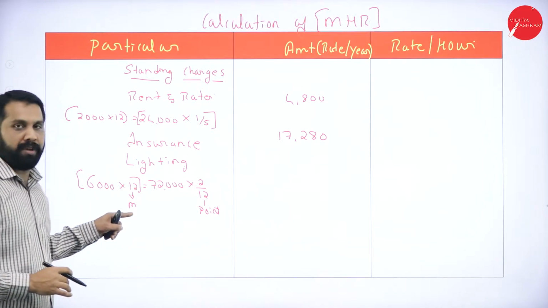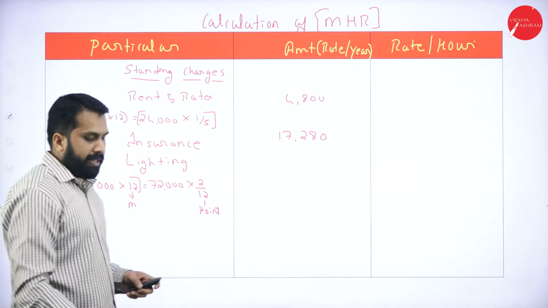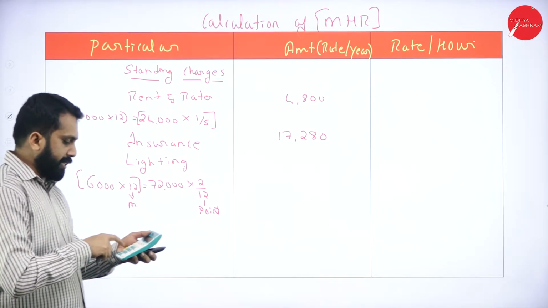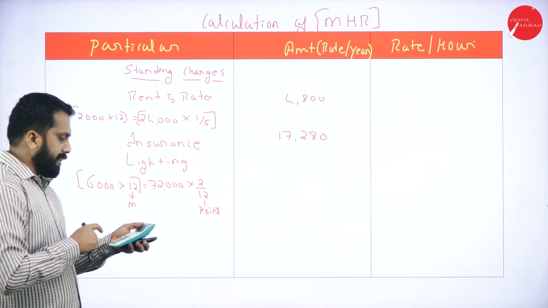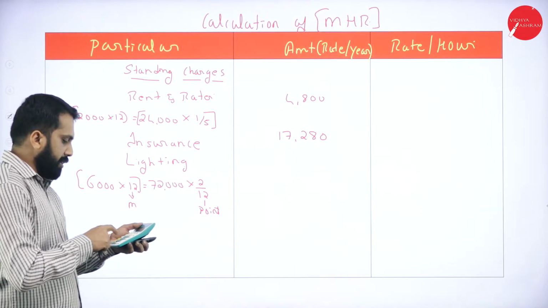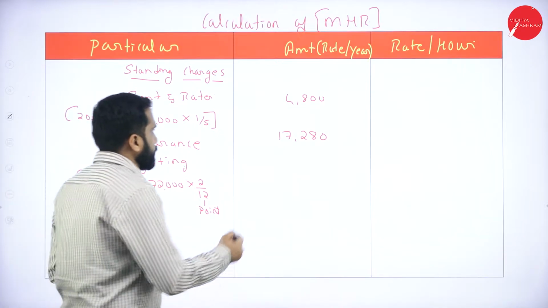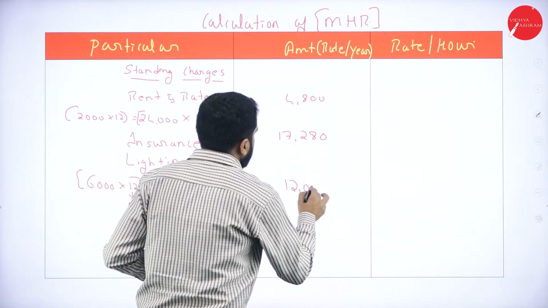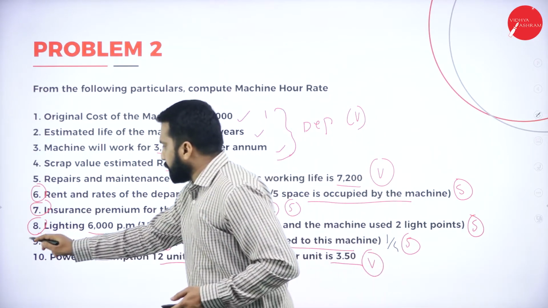This is the month we have taken. This one is the number of lighting points we have taken. Calculate 72,000 multiplied by 2 divided by 12. So I got 12,000. Your answer is 12,000. After that, salary of foreman.